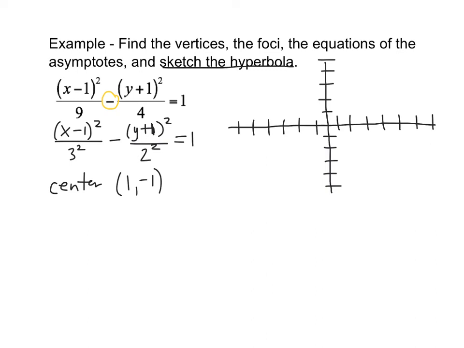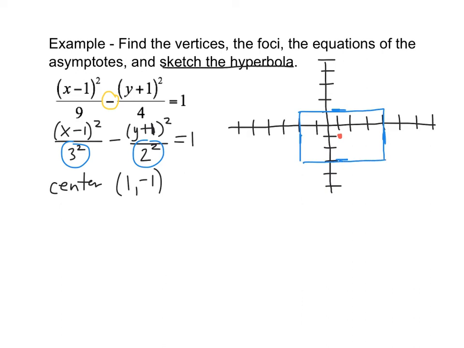All right, let's start with the center. 1, negative 1. Then we have a 3 squared under the x, which means from that center, we've got 3 to either side to draw the edges of our box. 1, 2, 3 to the right. 1, 2, 3 to the left. Then we have a 2 squared under the y term, so we have 1, 2 up and 1, 2 down. And I'm going to now draw a box.